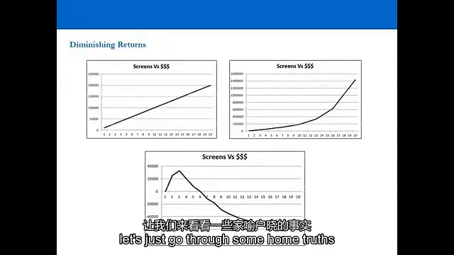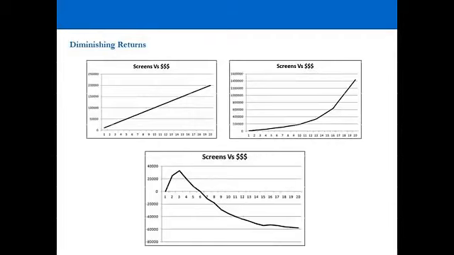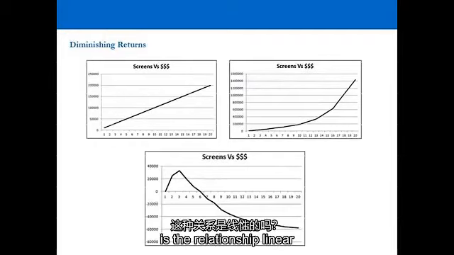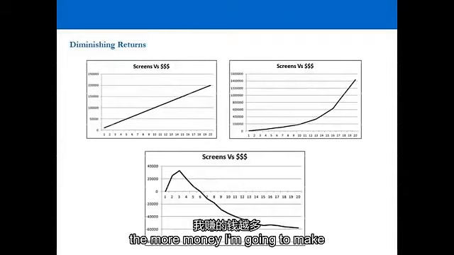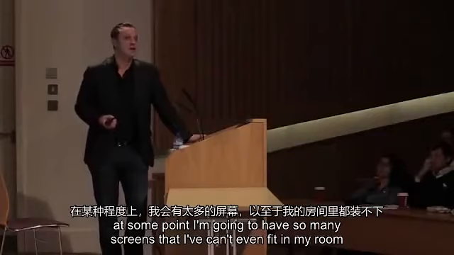Let's just go through some home truths. Does the amount of screens you have make you a better trader? First example. Are they linear? Is the relationship linear? The more screens I have, the more money I'm going to make in a linear fashion. Clearly not. Is it exponential? Clearly not. At some point, I'm going to have so many screens that I can't even fit them in my room.